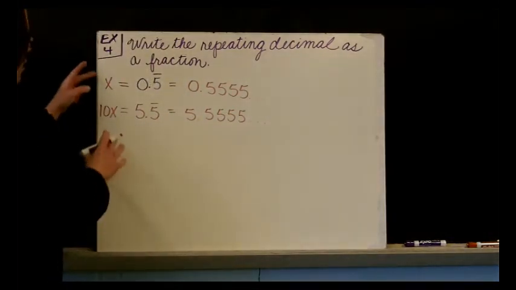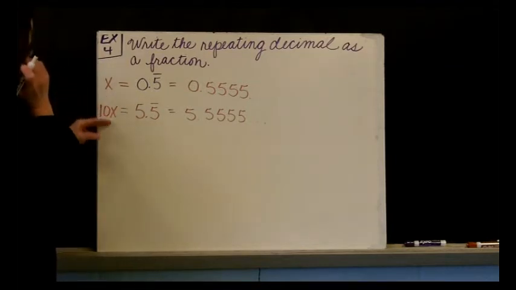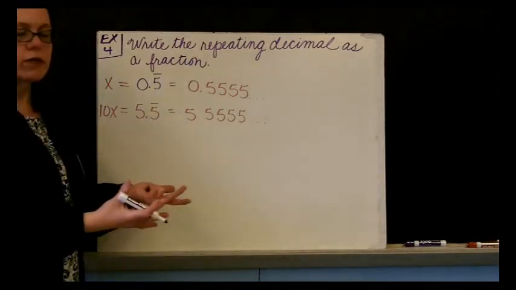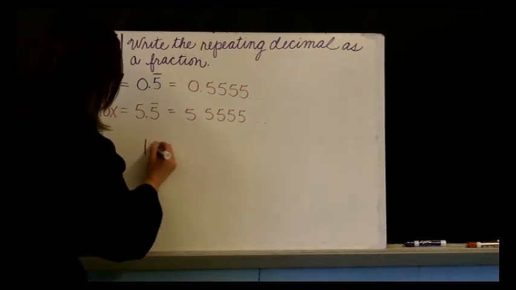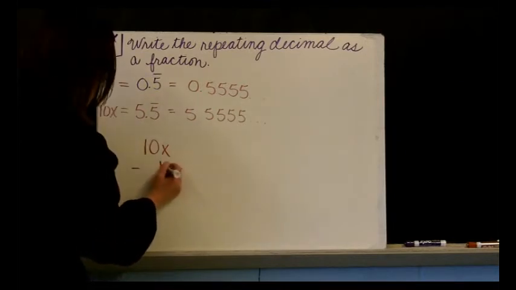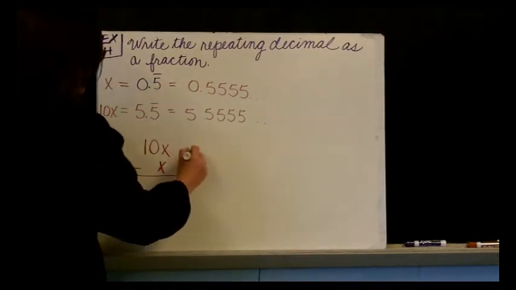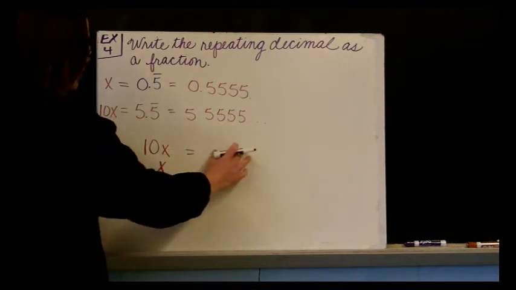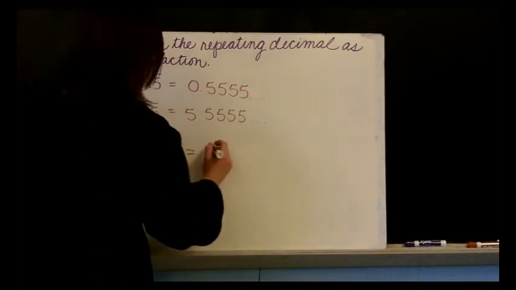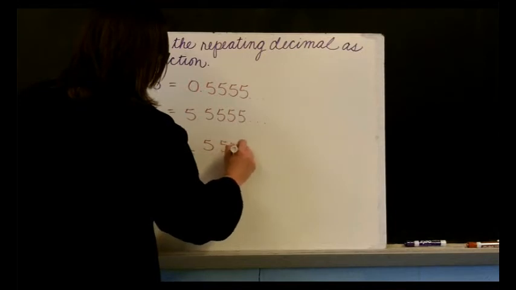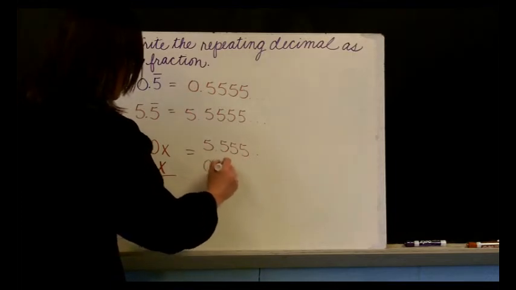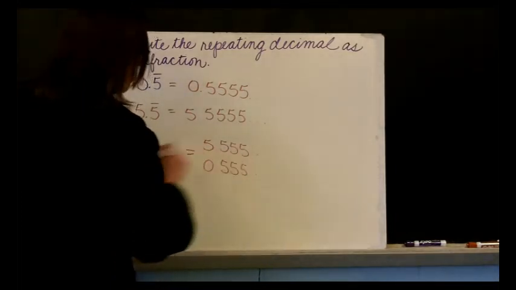Now that we have designated our x and multiplied it by 10, I'm going to show you what we're going to do. We're going to set up side-by-side subtraction problems. So we're going to have our 10x, and we're going to subtract from that our original x. And on the other side of that, we're going to write down in decimal form what the 10x and the x are equal to. Our 10x is 5.555 repeated, and our x is 0.555 repeated.